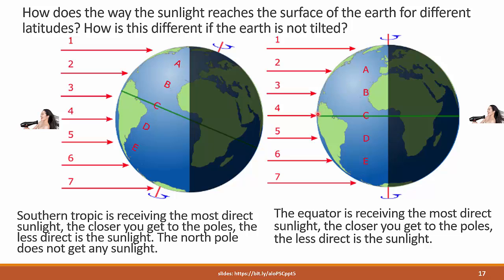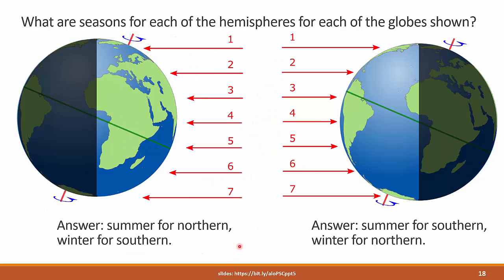If the Earth were not tilted, the most direct sunlight would be at the equator. We have the image of this lady here to help illustrate that direct sunlight, like a hair blower, is going to be most effective when it hits head on, like 4 here or 4 here. Okay, and here the Northern Hemisphere is experiencing summer, the Southern Hemisphere is winter, and the opposite seasons here.